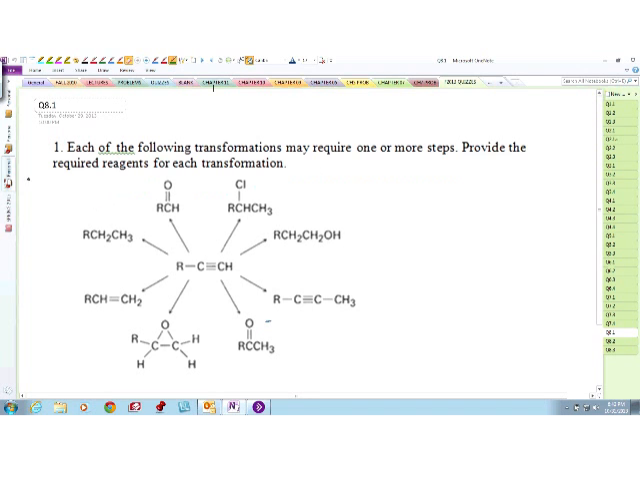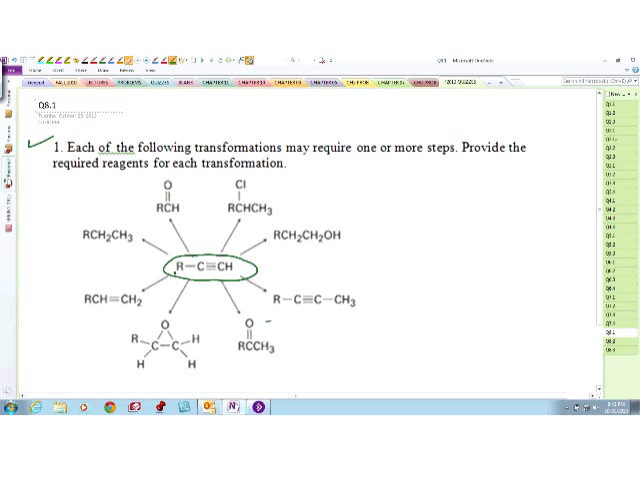Okay, let's see here. Ashanti, can you read this for us? Okay, thank you. So what we have here: each of the following transformations may require one or more steps. In other words, it could be a multi-step synthesis. Provide the required reagents for each transformation. Here, we're simply giving you a generic alkyne. Starting from this alkyne, we want to go to each one of these classes of compounds.